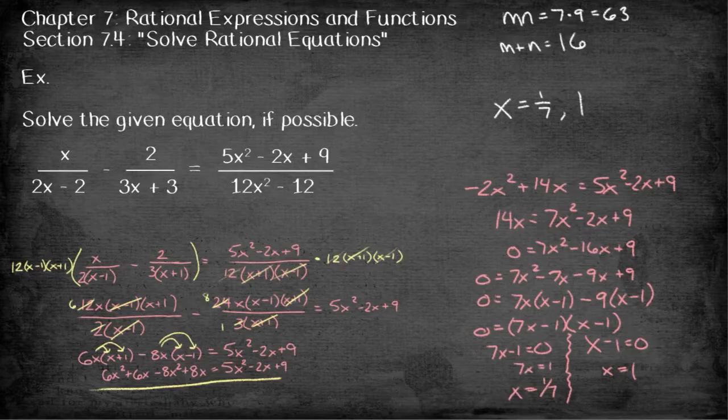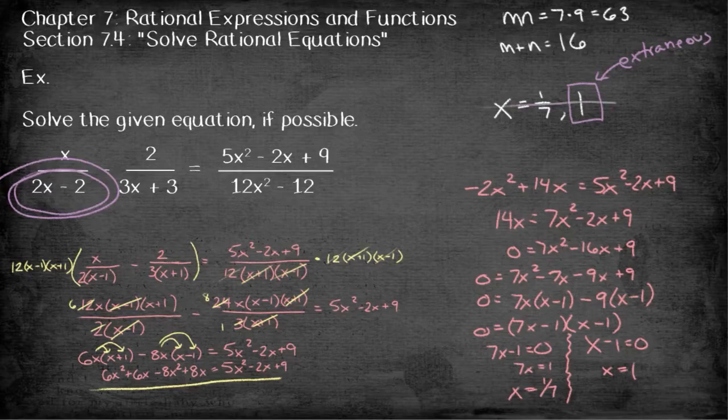Now again, in working with rational expressions, I want to check to make sure that my original equation is defined at my solution values. And I see that right here, 2x minus 2, if I plug 1 into that expression, I'm getting 0, which means that would cause division by 0. So this is extraneous, which means actually the solution is just 1 over 7. And the original equation is defined at 1 over 7. So it's all good there.